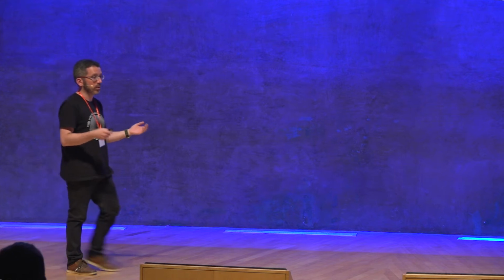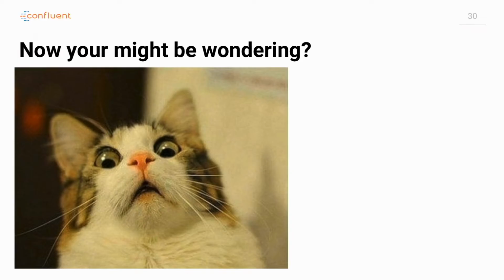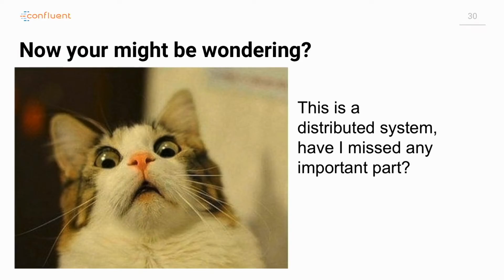Kafka likes to have things evenly distributed. So always try to choose your key carefully. That key will force you to have this order. Some of you might be wondering, this is a distributed system. Have I missed something? Yes, the consumers.